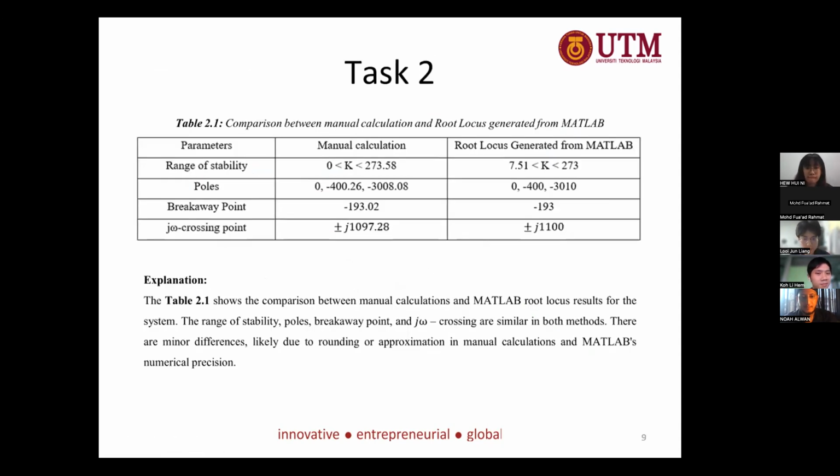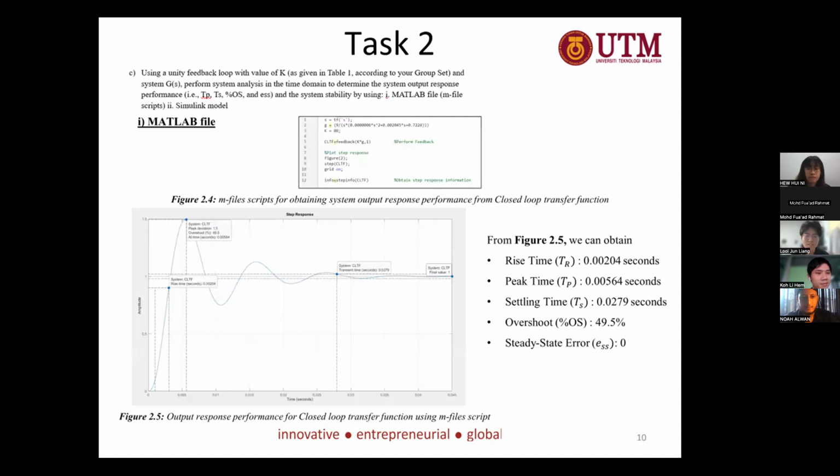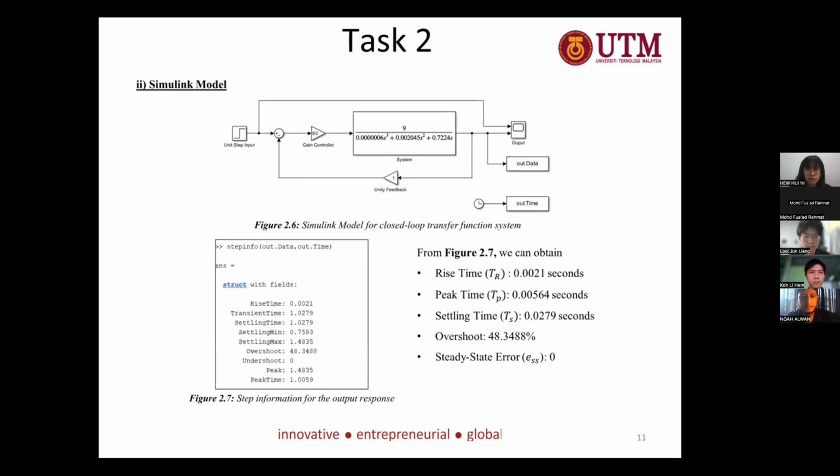And next. And for question C in MATLAB, I use the step function to draw the output response of the closed loop transfer function and determine the system performance from the output response, including peak time, settling time, rise time, overshoot, and steady state error. And next. In the Simulink model, I created the closed loop transfer function model and use out time and out data to obtain the system performance using the stepinfo function. And then we can click the oscilloscope to observe the output response.